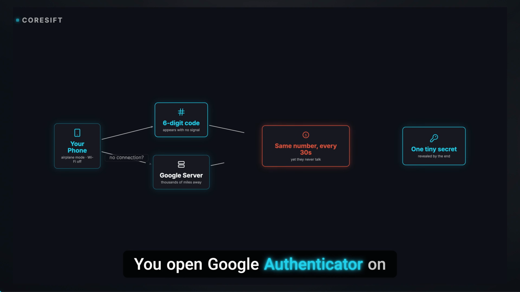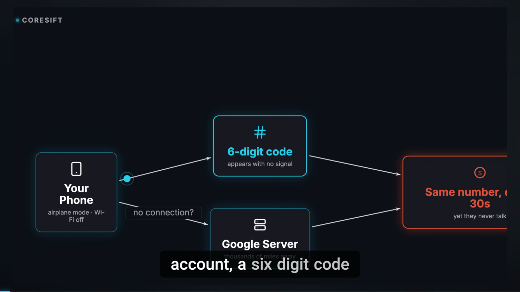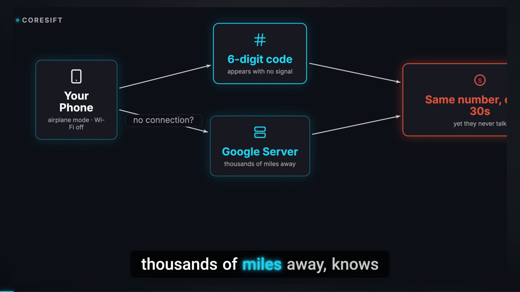You open Google Authenticator on a brand new phone. Airplane mode is on, Wi-Fi is off. There is no signal at all. You tap the account, a 6-digit code appears, and somehow Google's server, thousands of miles away, knows it is correct.